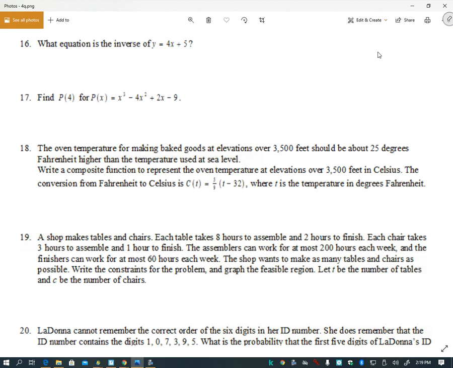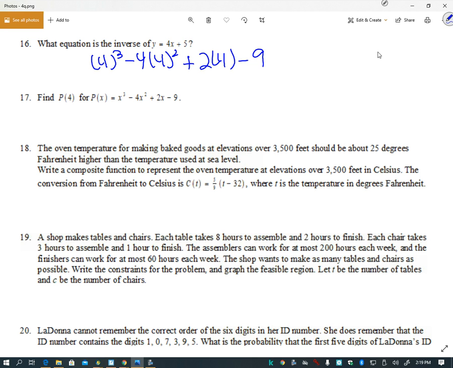All right, 17. 17 should be pretty easy. Do we need to cover it? Don't need to cover it. Does anybody want to cover it? Yes? Okay. So when I say it's pretty easy, what I mean is everywhere where you see x, you're going to substitute in the number 4. Okay? Preferably with a set of parentheses. So 4 cubed minus 4 times 4 squared plus 2 times 4 minus 9.